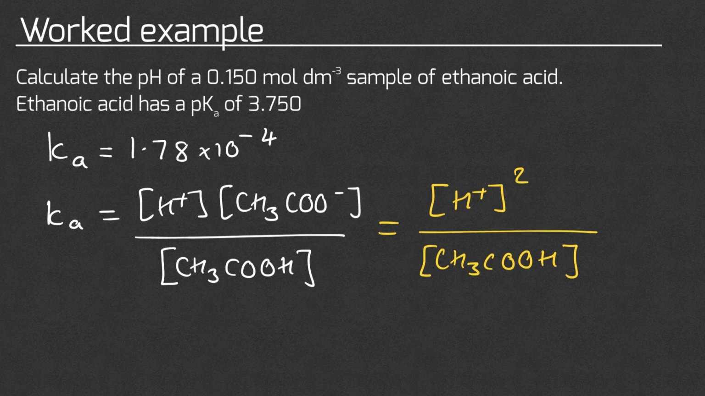So the Ka will equal the concentration of the H+ times the concentration of the ethanoate divided by the concentration of the acid, and we know we can simplify this to the concentration of the H+ squared divided by the concentration of the acid. Now all that's left to do is to rearrange the equation to give us H+ and then sub in the values.